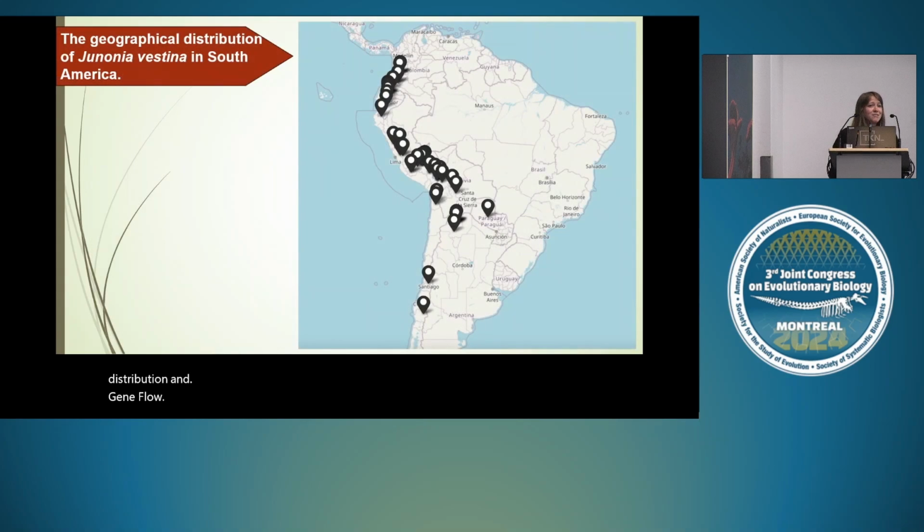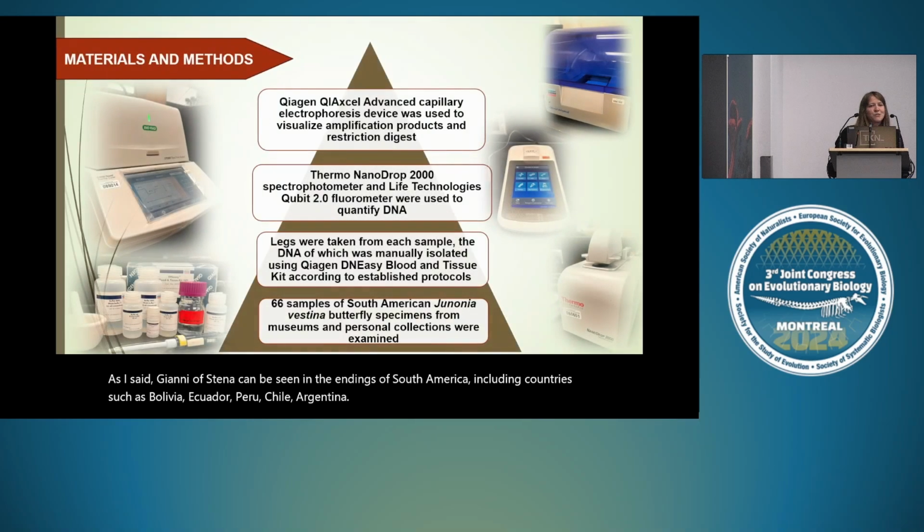Junonia vestina can be seen in the Andes of South America, including countries such as Bolivia, Ecuador, Peru, Chile, and Argentina. I analyzed 66 samples of Junonia vestina from South America, from museum and personal collections, and DNA was isolated from legs using the QIAGEN blood and tissue kit.